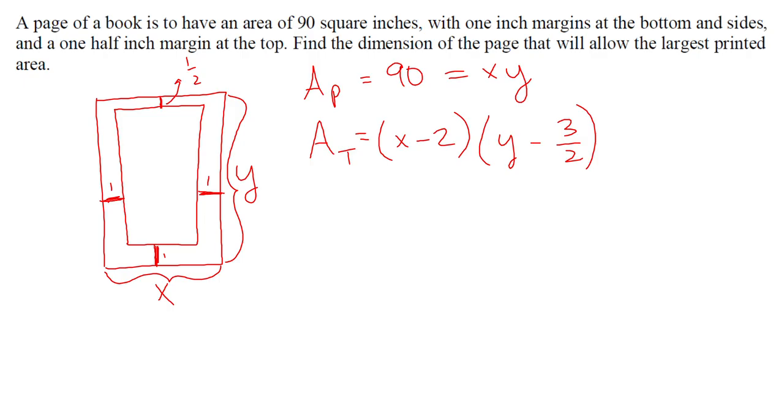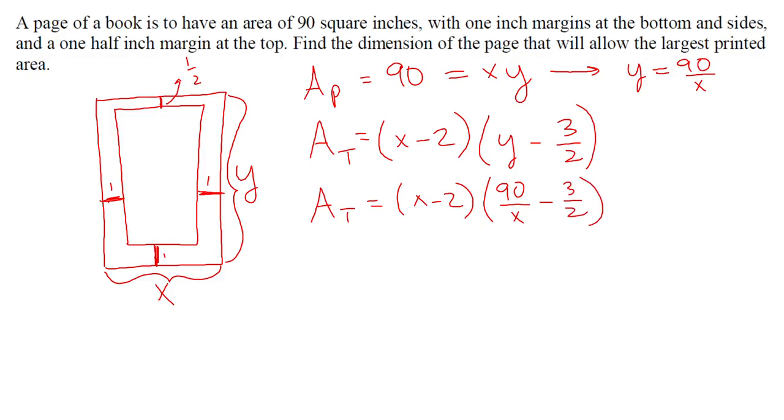But first, we're going to want to rewrite this in terms of either x or y. So we know that if 90 is equal to xy, then y is equal to 90 over x. So we can replace this and say the area of the text is x minus 2 times 90 over x minus 3/2. Then we'll distribute all of that out, right?